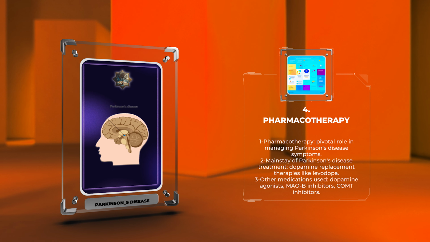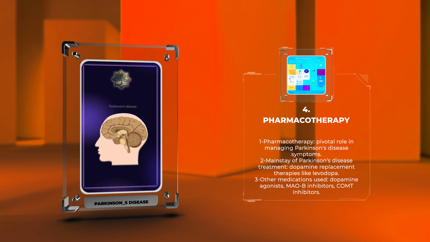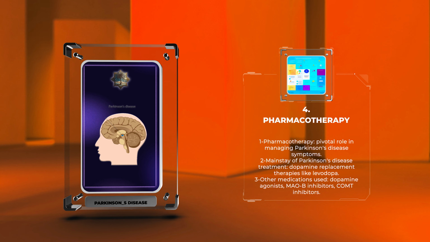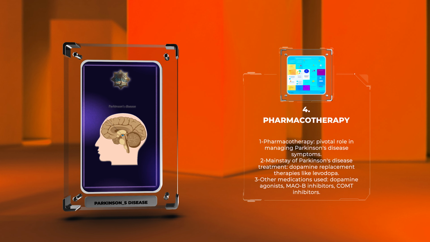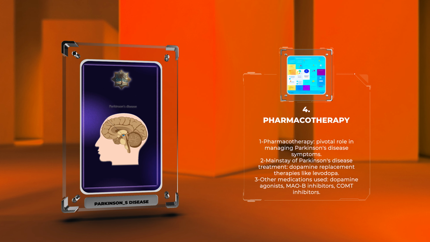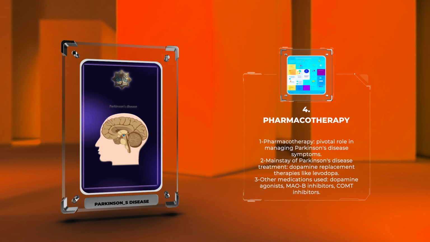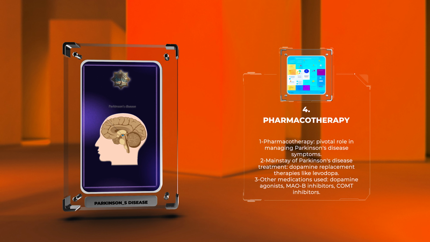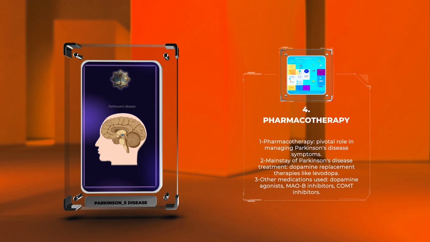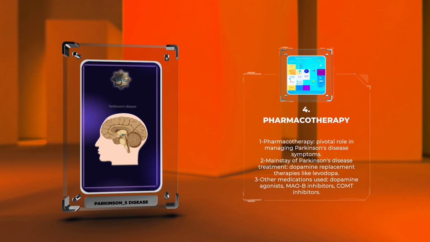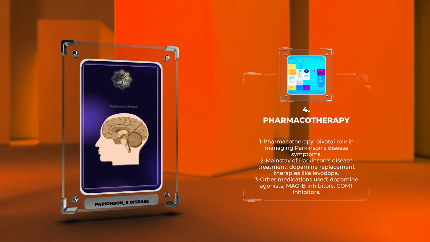Pharmacotherapy plays a pivotal role in managing the symptoms of Parkinson's disease. Dopamine replacement therapies, such as levodopa, are the mainstay of treatment. Other medications, including dopamine agonists, MAO-B inhibitors, and COMT inhibitors, are used in combination or as monotherapy, depending on the patient's individual needs. Understanding the pharmacokinetics and potential side effects of these medications is crucial for optimizing patient outcomes.